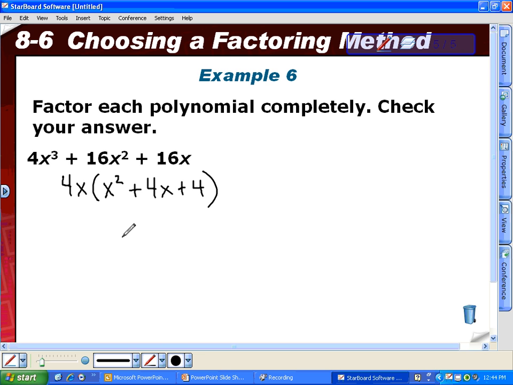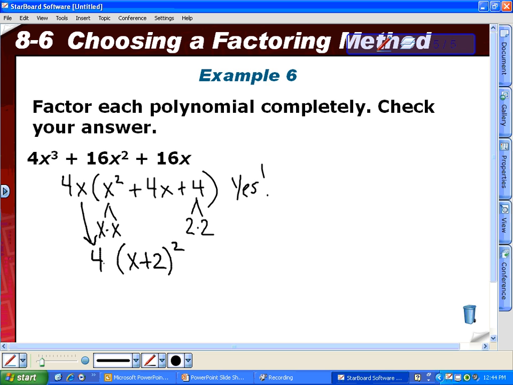This is a trinomial, so I'm going to look and see if it's a perfect square trinomial. Well, x squared is a perfect square, and 4 is a perfect square, and then 2 times x doubled is 4x, so yes, this is a perfect square trinomial. So this is going to factor into the quantity x plus 2 squared. And let's bring down our GCF. Okay, and there's our factored answer for example 6.